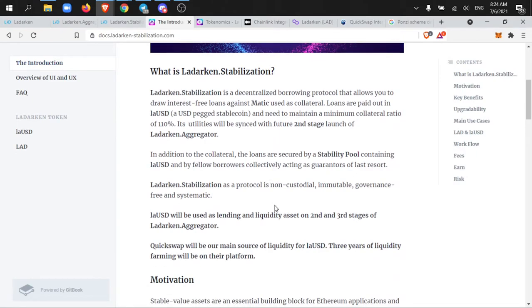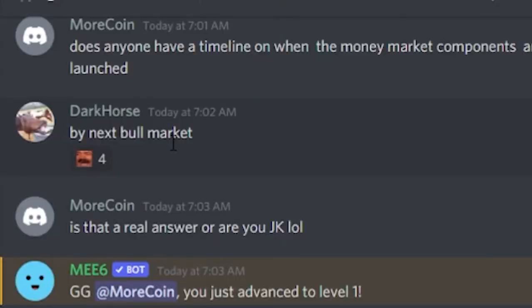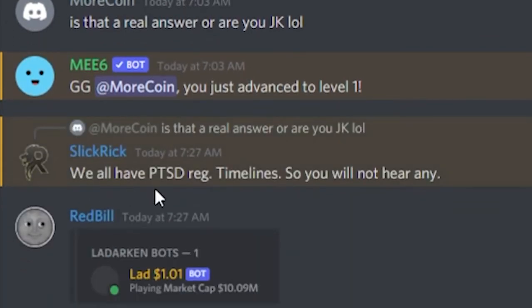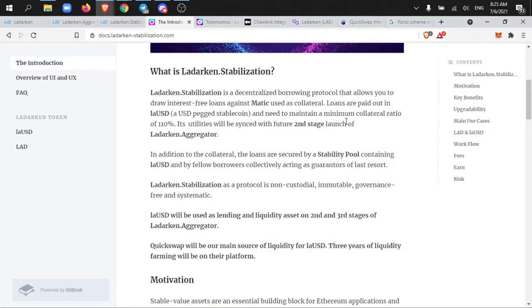All right, so next let's take a look at their white paper on the LAD stabilization. It essentially doesn't mean anything to me because it's just pretty much about their stablecoin, which isn't out yet. I went into the Telegram to ask about this. Someone told me by next bull market, we could expect the stablecoin. And then I asked them if they were joking, and someone else responded with, we all have PTSD regarding timelines, so you will not hear any here. So that's all the information I could get on when that stablecoin might come out.